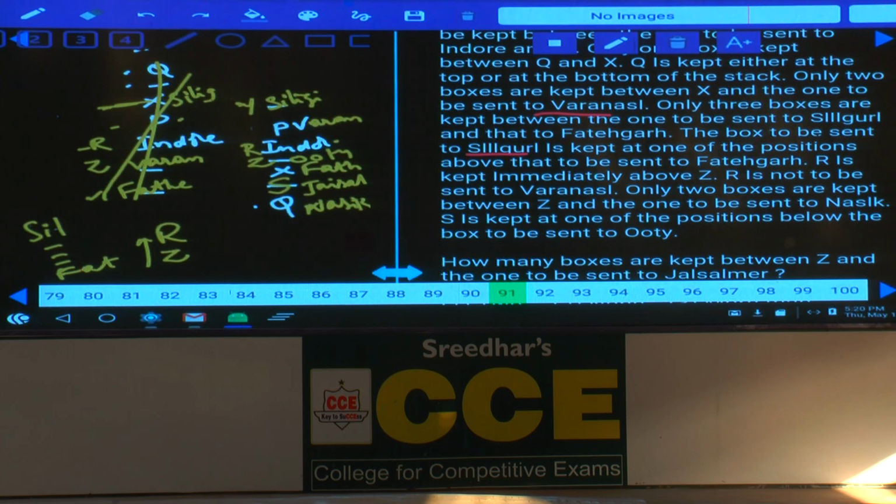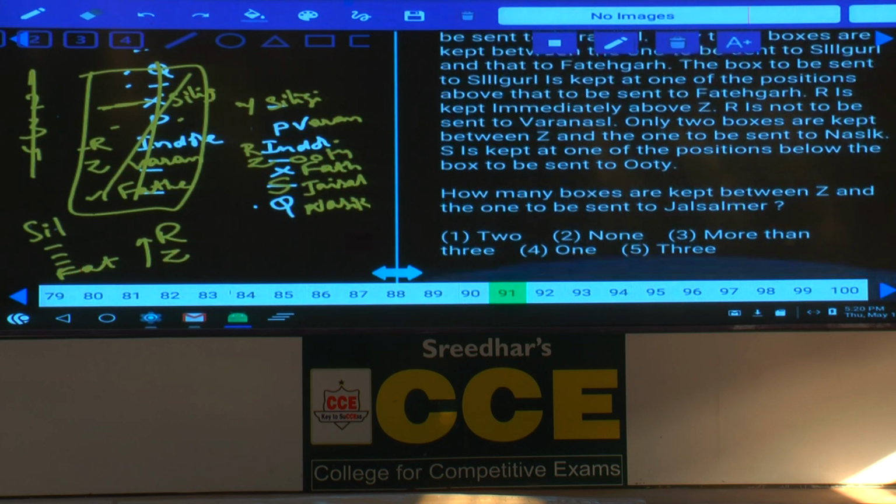Done with this? Now here we have not fixed the diagram. Why have we not fixed the diagram? Because definite information is not given. Whether X is second from the top or third from the bottom, that information is not given. As that information is not given, it is not possible for us to fix it like this. Hence we are taking the possibilities and eliminating the choices.